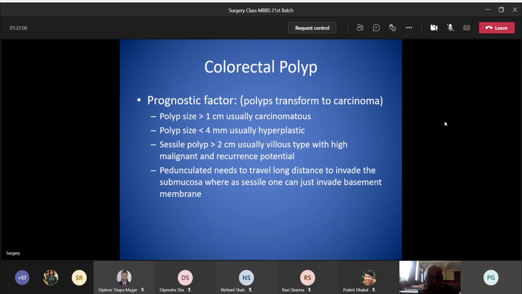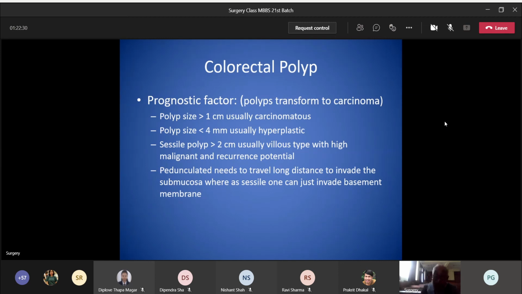These have no stalk, but are sessile. They invade the tissue much faster than the pedunculated ones. A pedunculated polyp needs to travel a long distance to invade the mucosa, whereas a sessile one can just invade the basement membrane. That's why they have more potential and spread very fast. So if you remember sessile polyps, the potential of recurrence is very high.